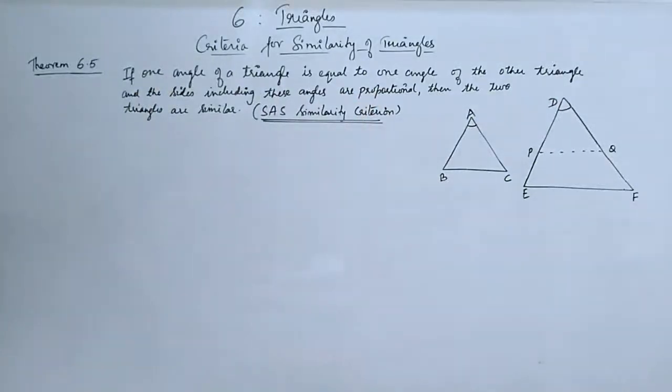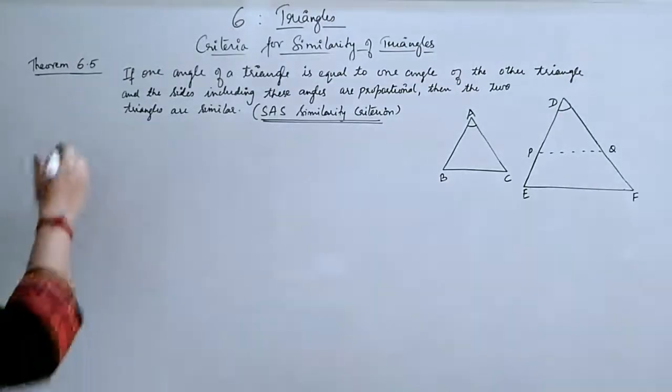So what is given? Angle A is equal to angle D is given. If you are taking triangle ABC and triangle DEF, you have angle A equal to angle D given, and AB by DE equal to AC by DF is given. And you have to show that the two triangles are similar. Now in order to start the proof, we are considering two triangles.